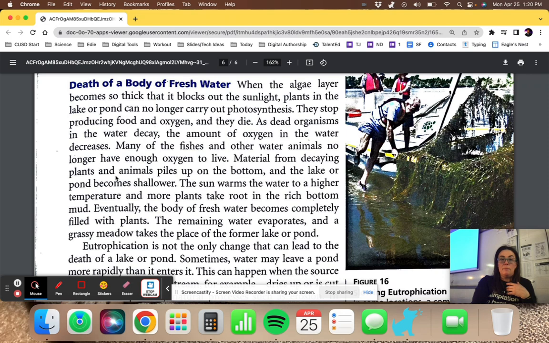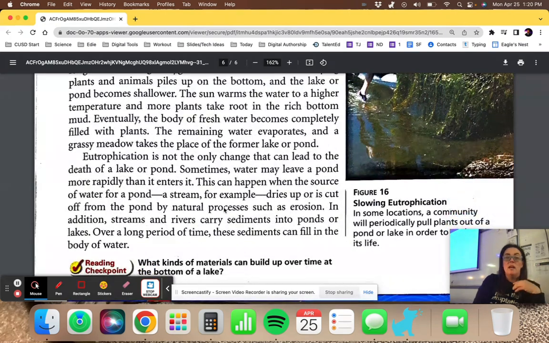Material from the decaying plants and animals pile up at the bottom. So all the things that were once living in the lake eventually die. They'll sink to the bottom and will start to fill up. And the lake or pond becomes shallower. The sun warms the water to a higher temperature, then more plants take root at the rich bottom, and eventually the body of fresh water becomes completely filled in with plants. The remaining water will evaporate, and a grassy meadow ends up taking the place of the former lake or pond.